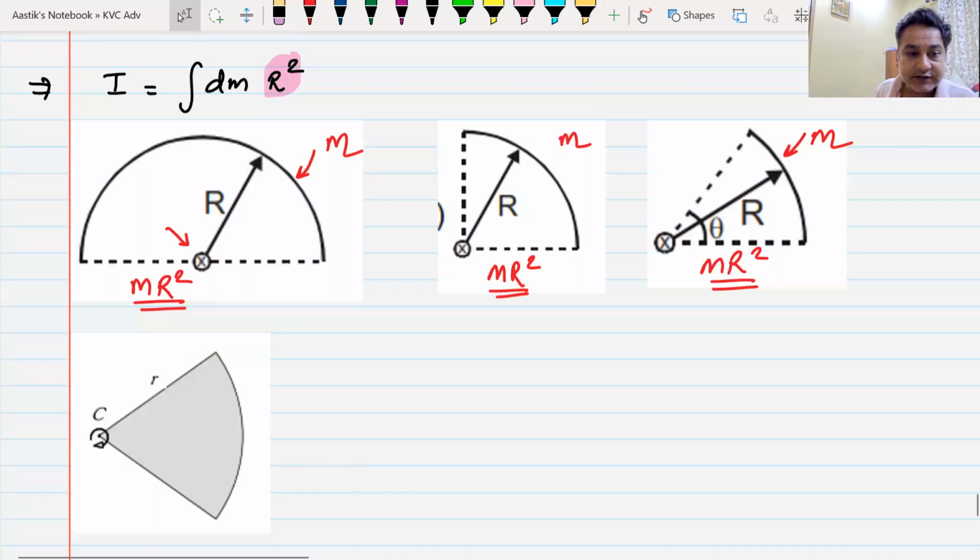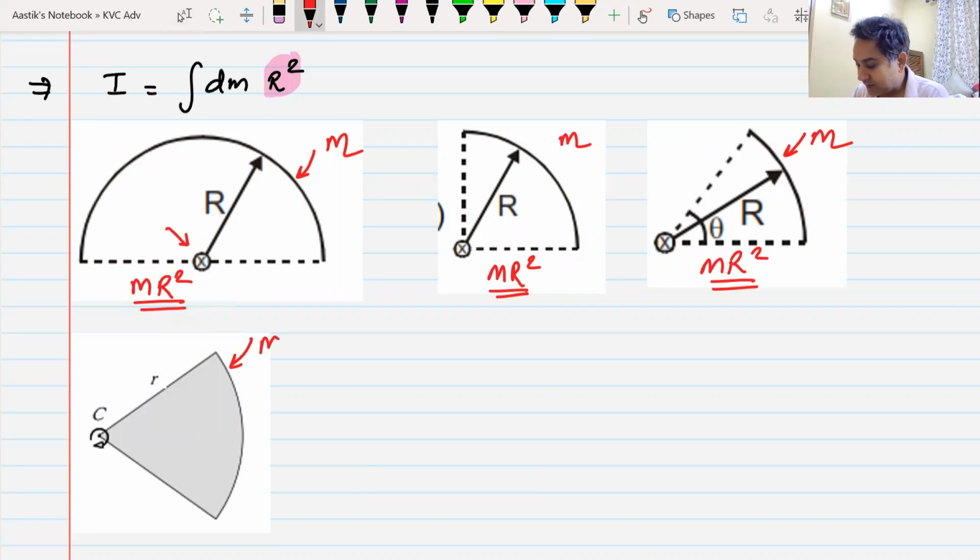This is a sector of a disk. Mass of the disk is m. The mass of this sector is m. The radius of this sector is r. This is a part of a disk, sector of a disk. What will be the moment of inertia about this axis passing through the center? mr square by 2.